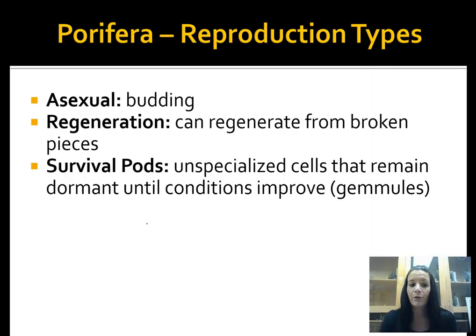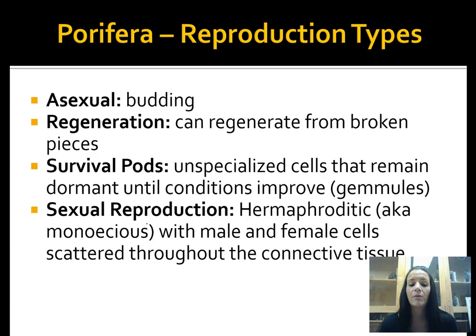So there's also several reproduction types of sponges. So we have asexual, which is just budding. So they just branch off another part right off their body, and that's the new baby. Regeneration, if let's say a hurricane or something would go through a reef, those pieces can regenerate to form whole sponges. Survival pods are something unique to sponges.